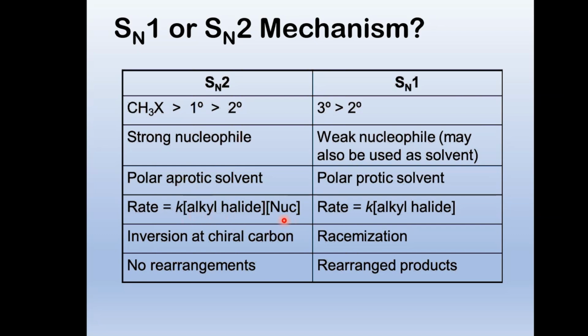Alright, so here is bimolecular kinetics. Alkyl halide and nucleophile have to collide together. Concerted thing happens. Nucleophile forms a bond. The halide leaves. Here the alkyl halide just gives up the leaving group. In SN2 we have inversion at a chiral carbon. Here, since we form a carbocation and the nucleophile can hit from either side, we get racemization. Here there are no carbocation rearrangements, and here there are carbocation rearrangements.